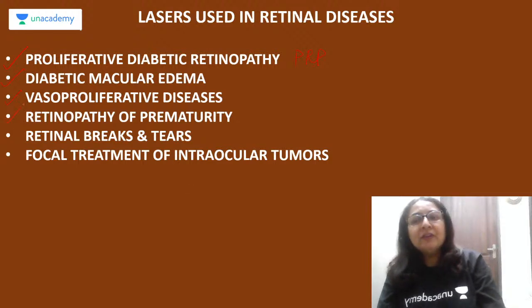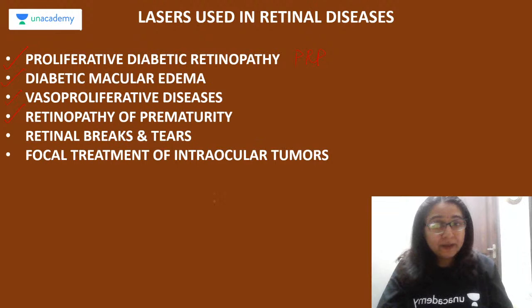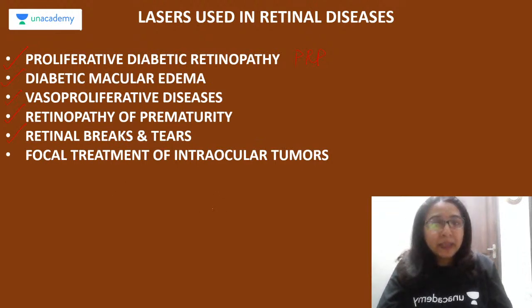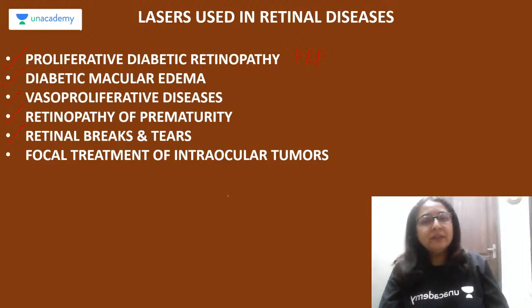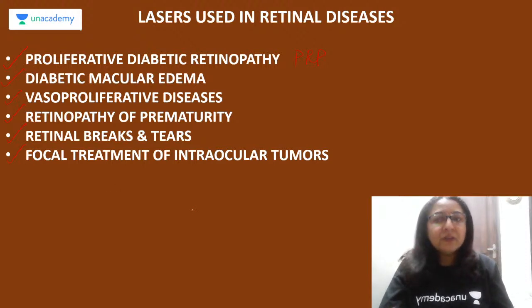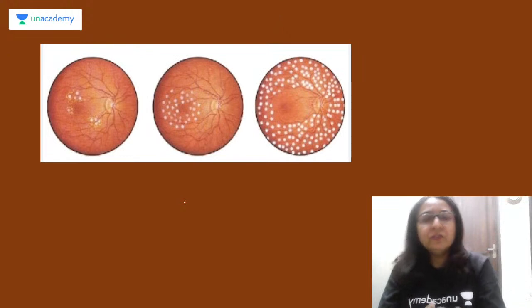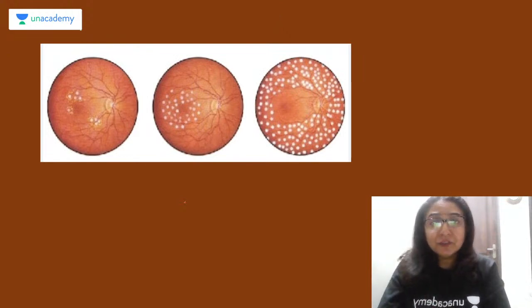Okay, for the treatment of retinopathy of prematurity. Okay, if there is development of retinal breaks or tears, we create a chorioretinal adhesion around that tear with the help of the photocoagulative laser. And last but not the least, for the focal treatment of small intraocular tumors. Okay, so let me just introduce you to the different indications.